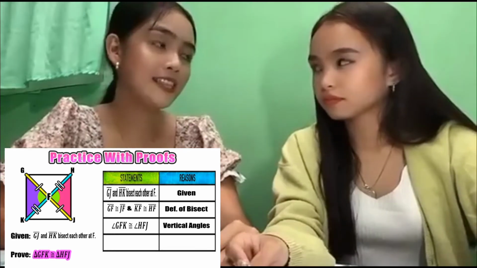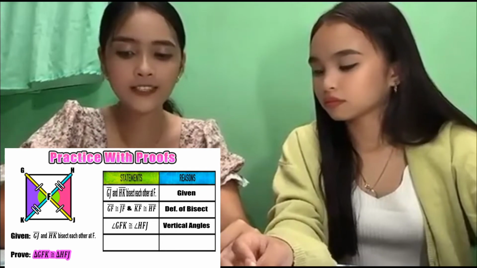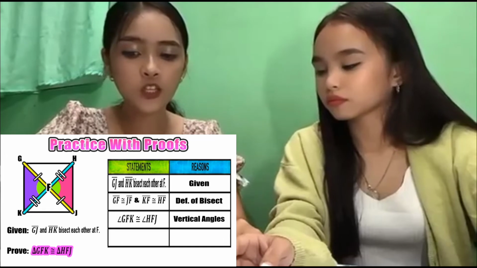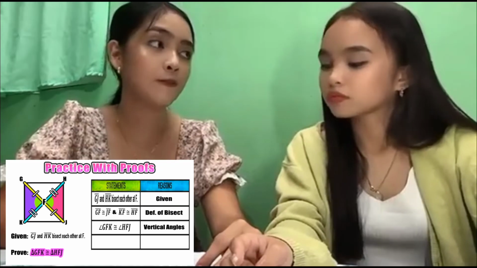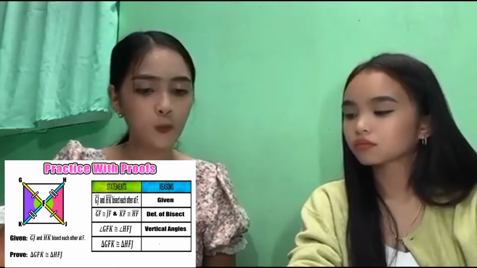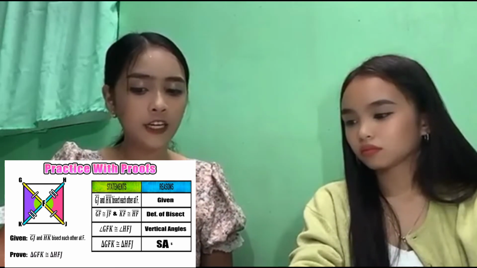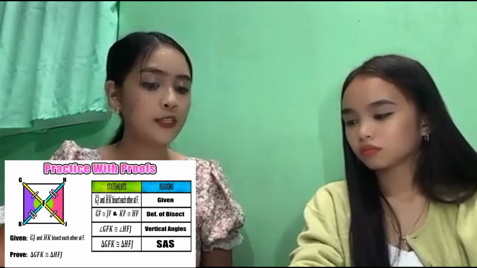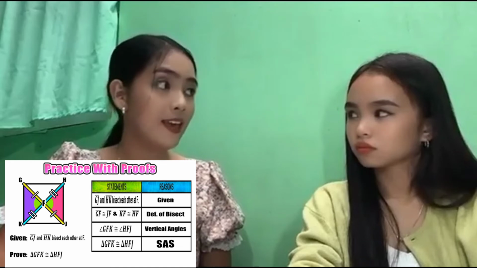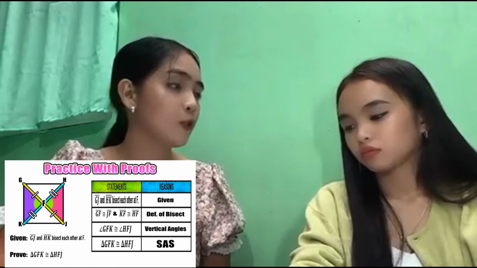Okay, so now at this point, we should look at our diagram and ask ourselves, do we have enough information to prove that triangle GFK is congruent to triangle HFJ? Yes. Okay, very good. The answer to that question should be yes, because in each triangle, we have 2 congruent sides and 1 congruent angle in between them. So, we can use the side angle side postulate to prove that triangle GFK is congruent to triangle HFJ, and that proof is totally done.